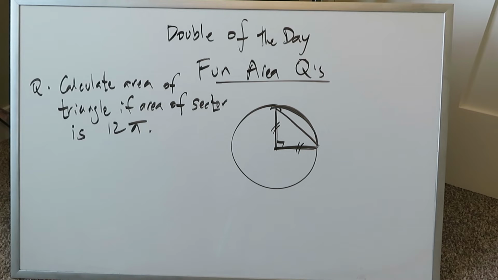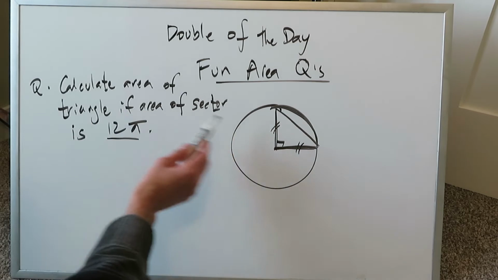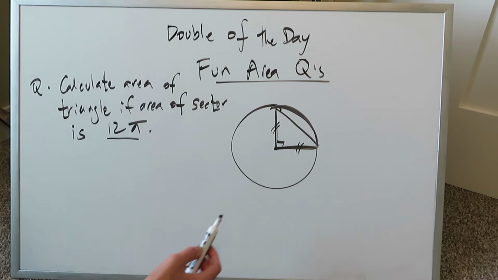We are to calculate the area of this triangle, if the area of the sector related to that triangle is 12 pi. Of course, I've written less in here than I spoke, but that's fine. We have to calculate the area of the triangle if the area of the sector is 12 pi.